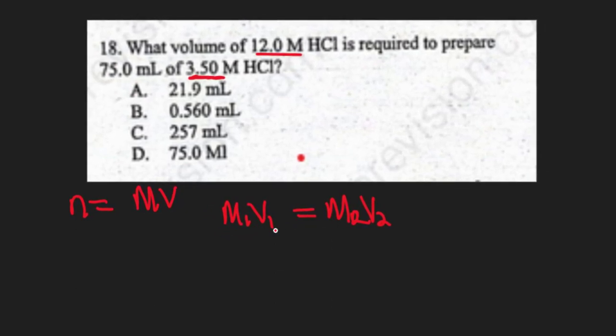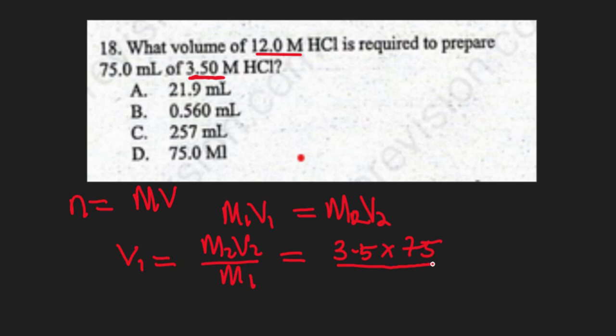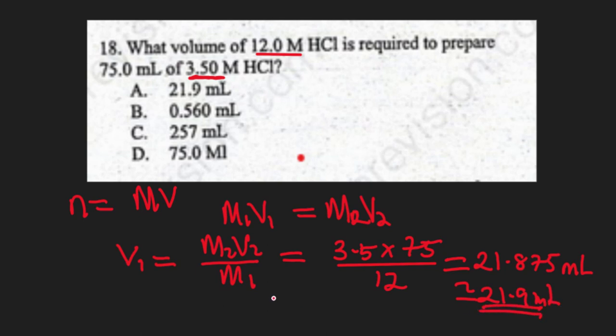So therefore, our M1 is 12, V1 is unknown, M2 is 3.5, V2 is 75 milliliters. So we are looking for V1, where V1 is going to be equal to M2 V2 divided by M1, which will be equal to 3.5 times 75 divided by 12. If we punch that, we are going to have 21.875 milliliters, which is approximately 21.9 milliliters. And our correct answer here gives us A.